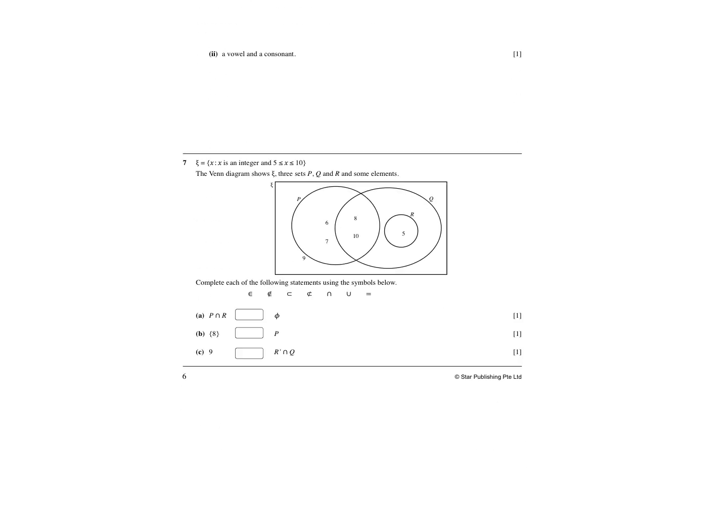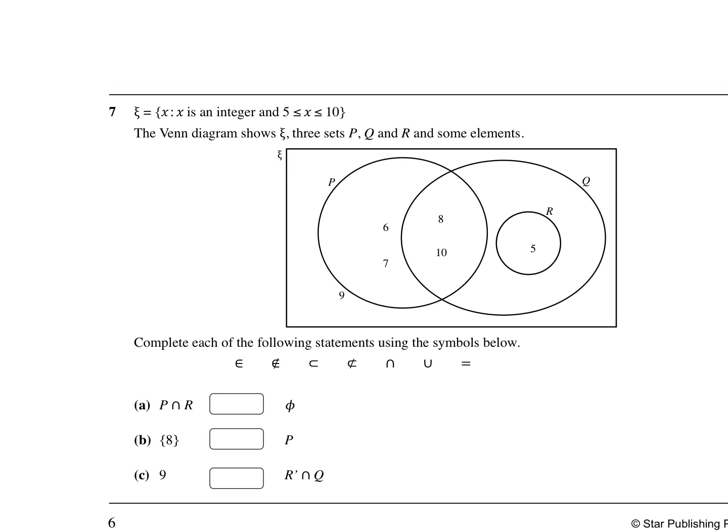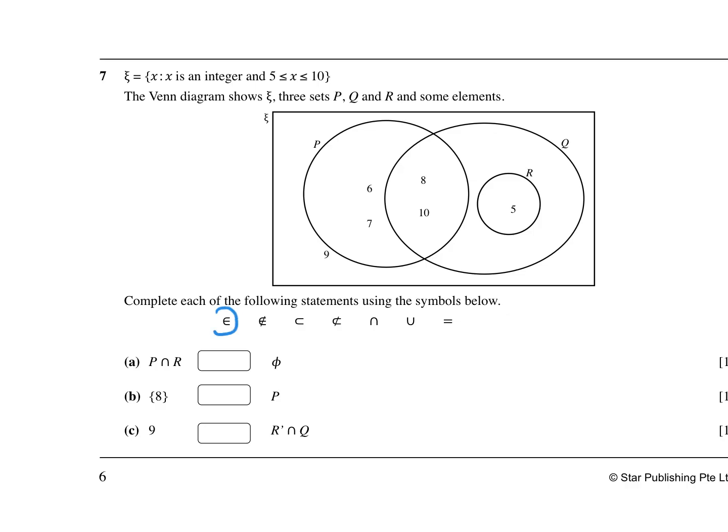Okay, last one. This one. So all the symbols, make sure you know. This one means is an element of. This one means is not an element of. This one means is a proper subset, means strictly smaller. That means can be smaller or equal size.